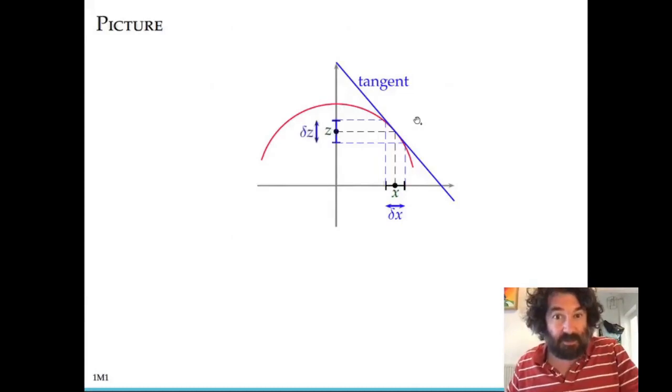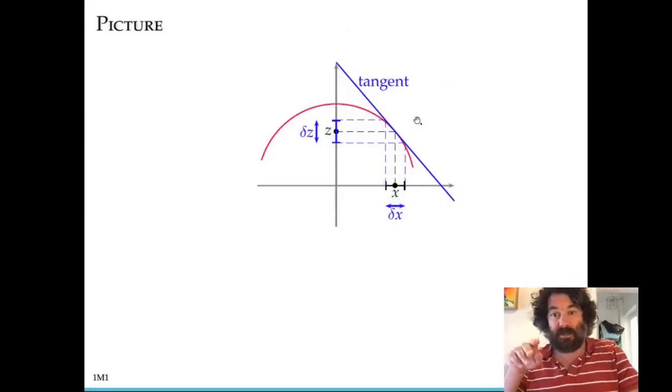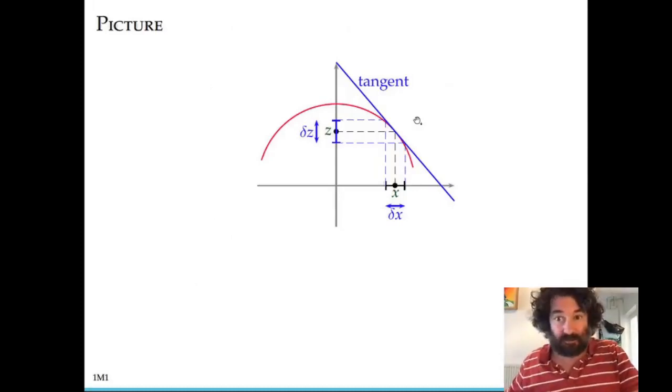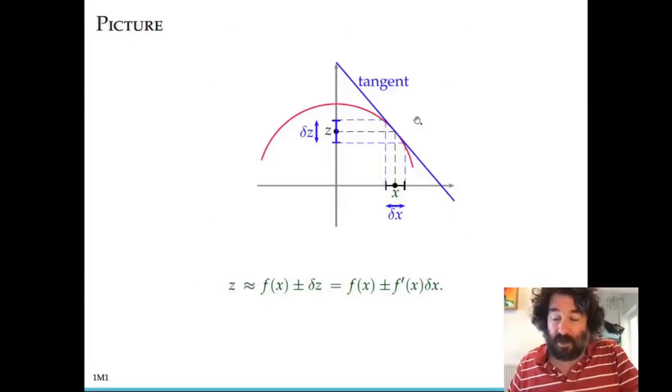And this is exactly the formula. So the error in z would be there, where we just project up to the tangent line and then over, as shown. And this is this formula. So z is approximately the calculated value, f of x, plus this amount of error, delta z, and delta z has modulus estimated by the derivative of f with respect to x times the error in x.